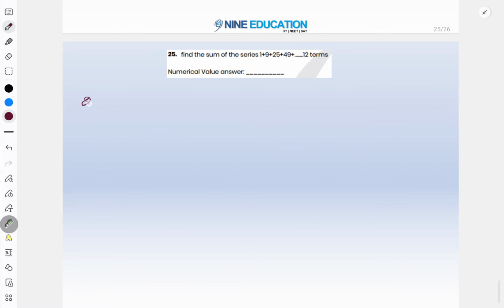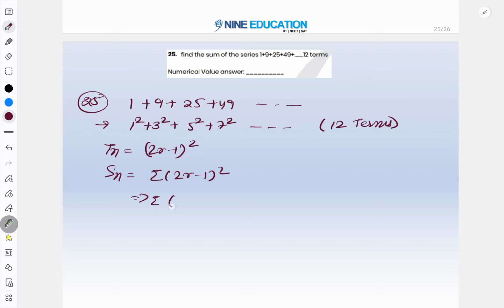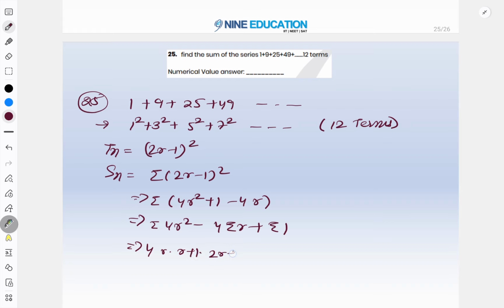Find the sum of the series. 25th question. 1 plus 9 plus 25 plus 49 up to 12 terms. See carefully, it's nothing but 1 square, 3 square, 5 square, 7 square. You need to find 12 terms. Now Tn is the square of the odd numbers, (2r minus 1) whole square. So Sn will be the summation of (2r minus 1) whole square, which is the summation of 4r square plus 1 minus 4r, which is 4 times the summation of r square minus 4 times the summation of r plus the summation of 1, which is 4 into r into r plus 1 into 2r plus 1 by 6 minus 4 into r into r plus 1 by 2 plus r, where the value of r is 12.